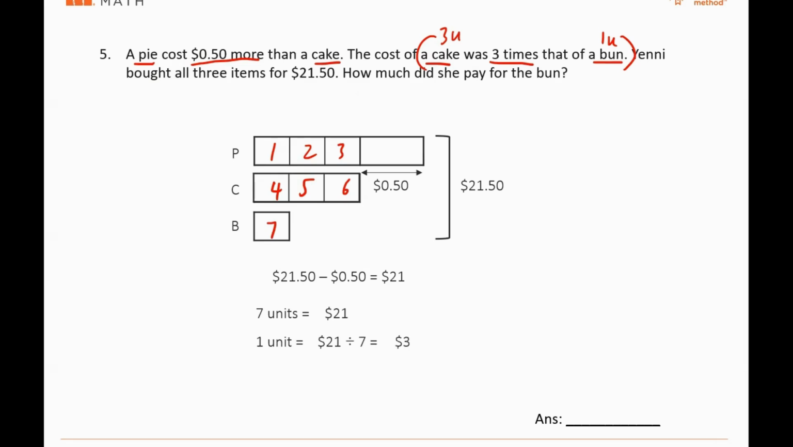So once you find the 1 unit, you go back to the question. They're asking for the bun. So the bun is just here, which is 1 unit. So we've already found our answer. It's $3.